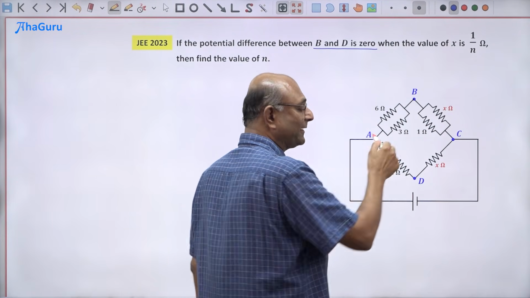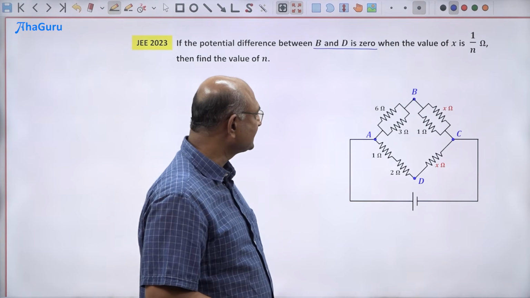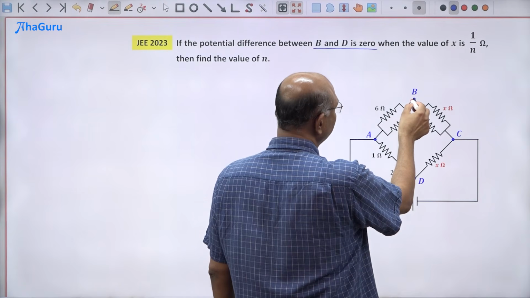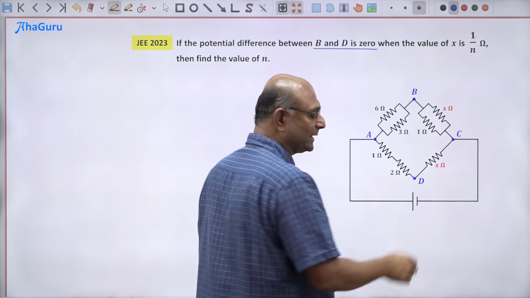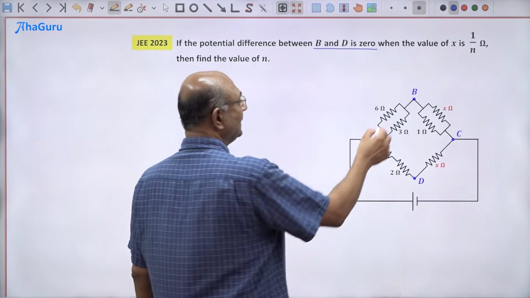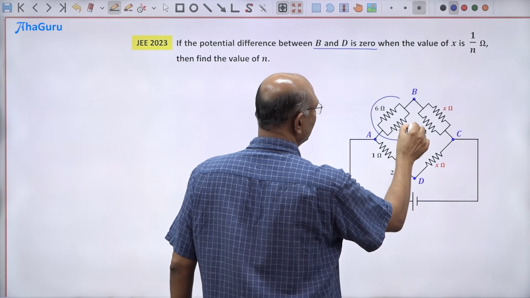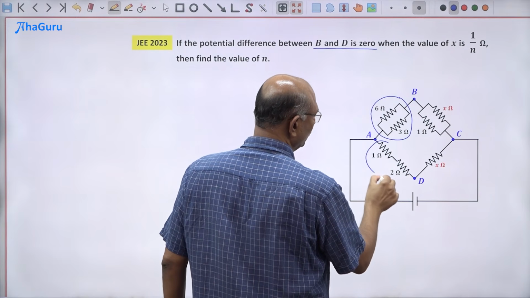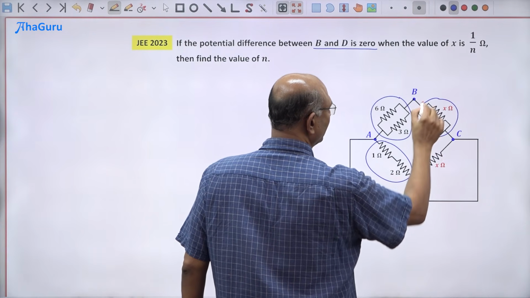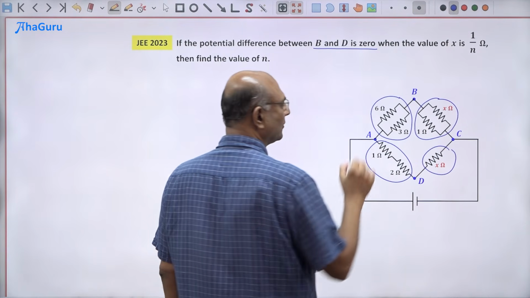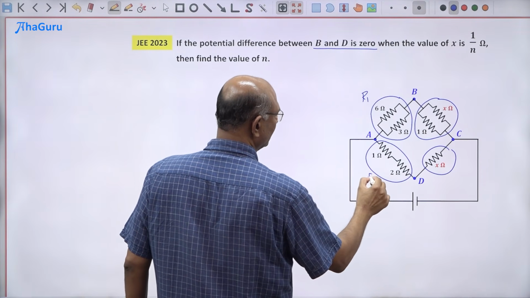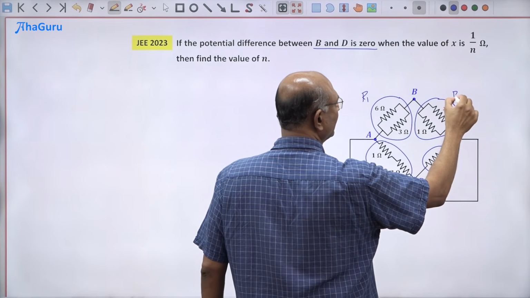No current should flow even if I connect it with a resistance X. So the bridge should be connected between B and D. And when will you be able to say that there is no current flowing through B and D, which is the same as saying the potential drop across B to D is 0? If R1 by R2 is equal to R3 by R4. Okay? So this is R1, this is R2, this is R3, and this is R4.